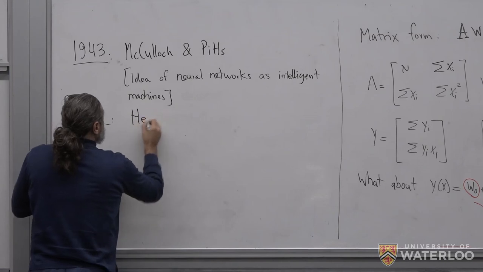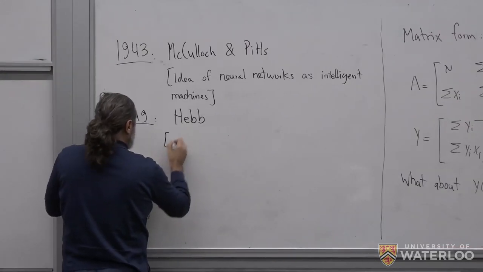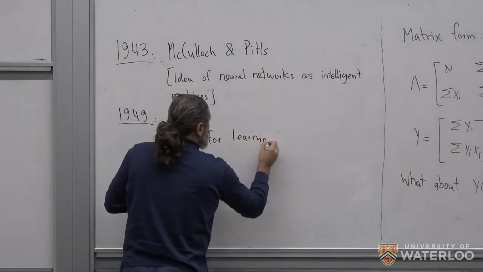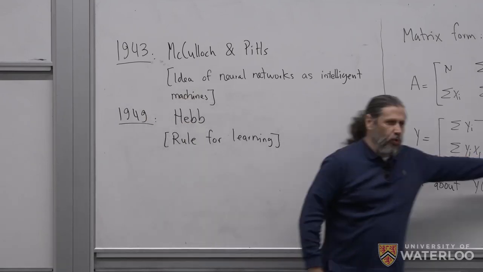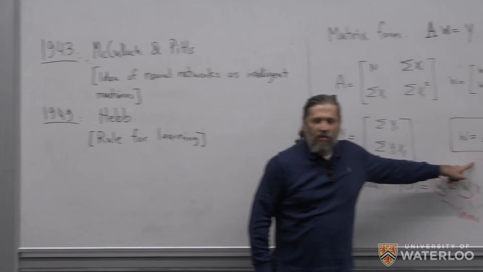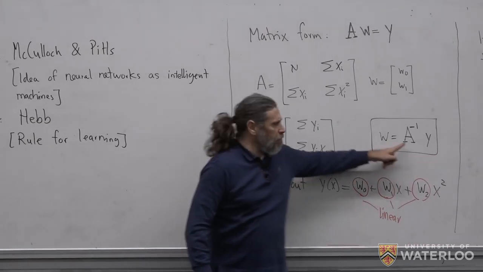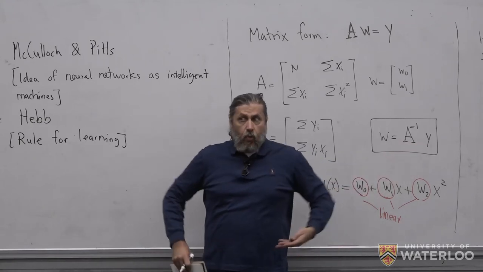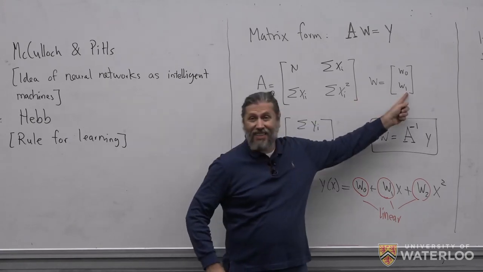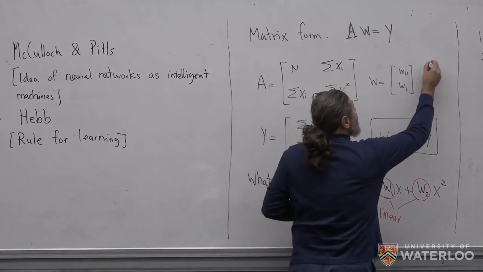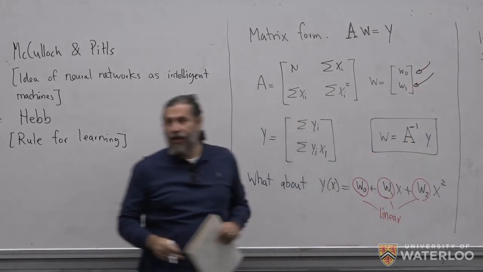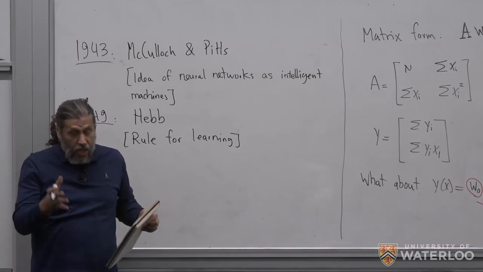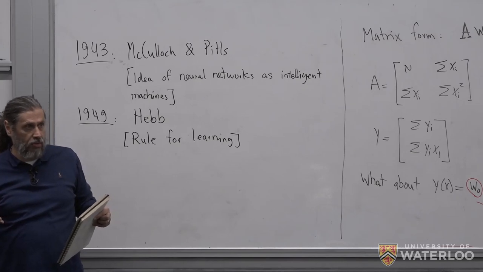1949. Hebb. Some ideas for a rule for learning. How do we learn? If I cannot put my problem in form of matrices and vectors, and then do my magic inverse matrix and solve it, that means I have to learn the W's. And we said that learning this is intelligence. Okay, you have to learn something. How do I learn? You learn from the past. You are not a human being. You are an AI agent. You can learn from the past.